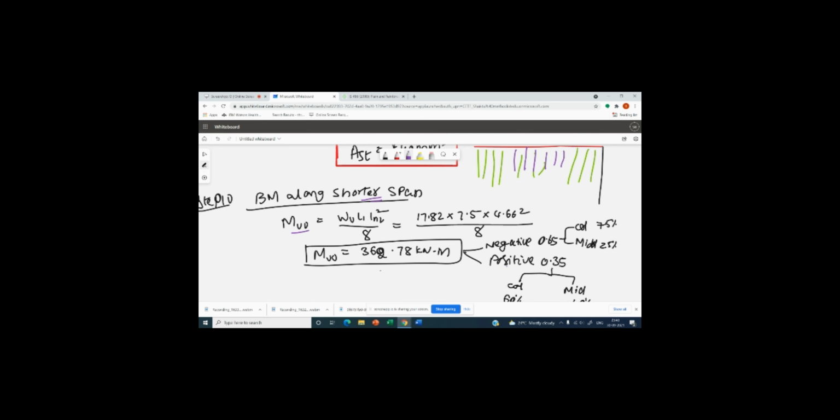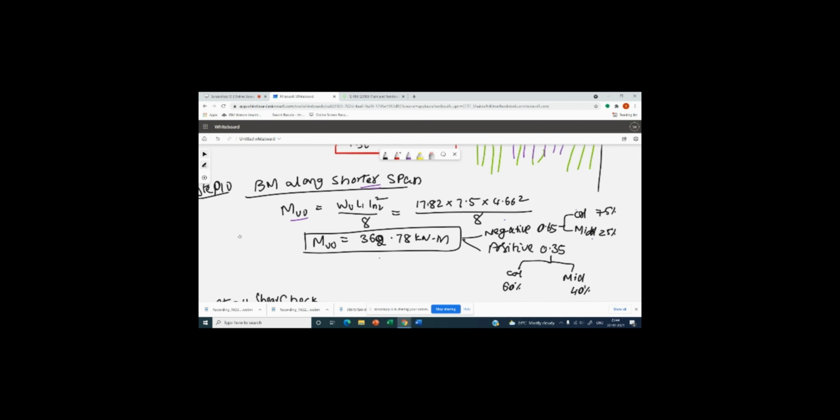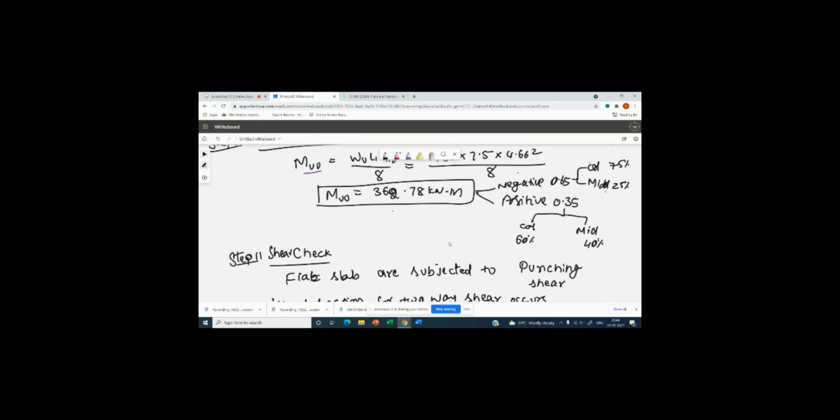Now this bending moment again has to be distributed, negative 0.65, positive 0.35. Once we get the negative and positive bending moment, again we have to distribute it: in case of negative bending moment, 75% in the column strip and 25% in the middle strip. And in case of positive bending moment, 60% of the total positive bending moment will be taken up by the column strip, and 40% by the middle strip.